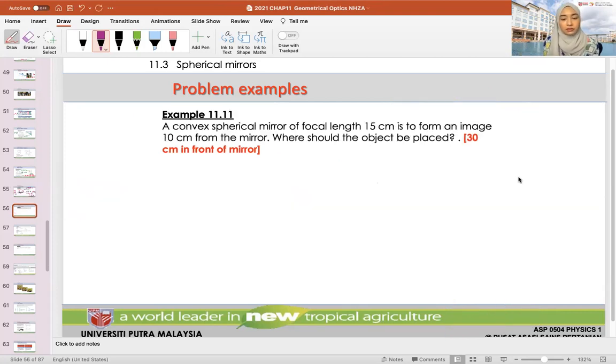Okay, so a convex spherical mirror. Now they tell you it's a convex, so immediately you have to remember f must be negative. Virtual, must be negative in sign, negative value. The focal length is 15 centimeter. So they tell you the f is 15. They didn't tell you it's negative. You have to know it's a convex, therefore it's a negative 15.